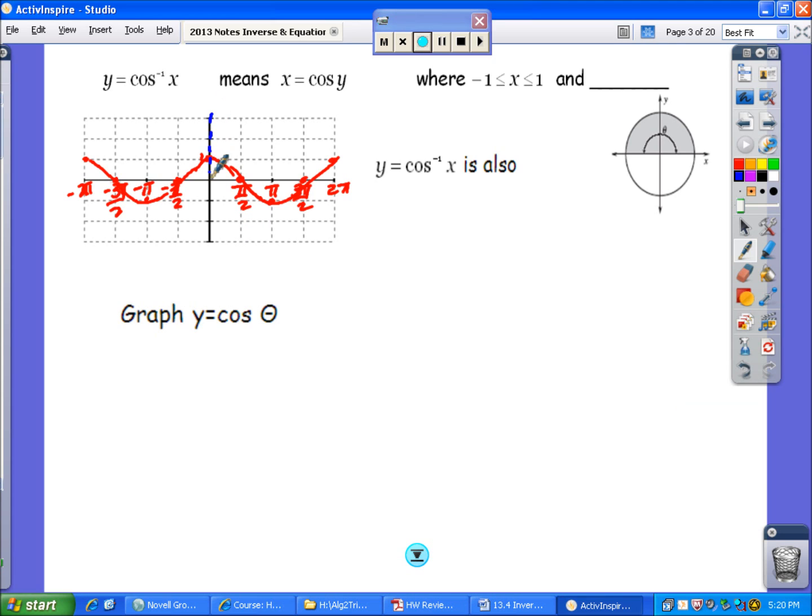What if we start at 0 and end at pi? So we're going to restrict it to just this part of the graph, because then our inverse will also be a function. So that restriction is from 0 to pi. And the whole goal of this is so the inverse will also be a function. Here again, we can write the inverse cosine of x as y equals the arccosine of x.